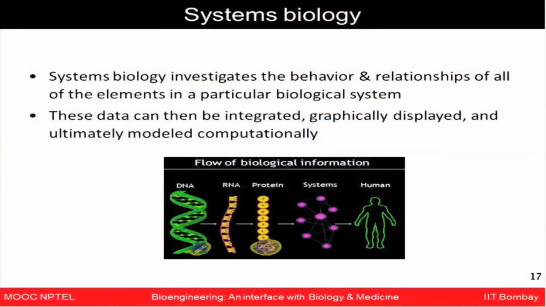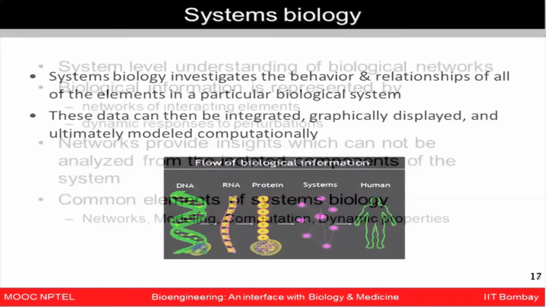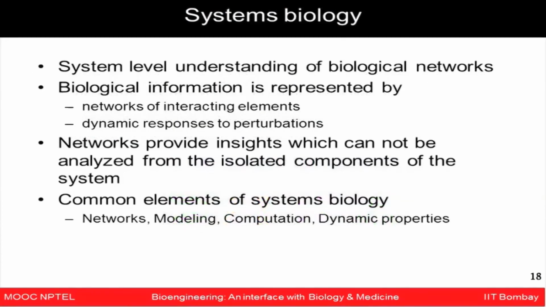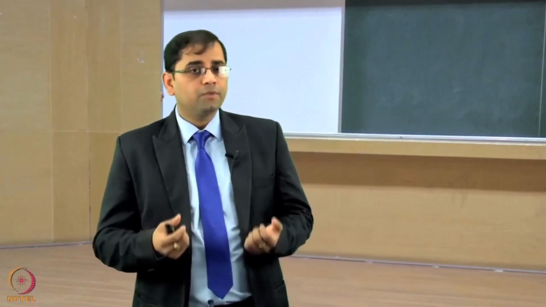So, systems biology is a field which investigates the behavior and relationship of all the elements of a particular biological system, and looks for integration of the data, which could then be computationally modeled, and finally displayed to enhance understanding of complex physiological systems. Systems biology aims to provide a systems level understanding of biological networks. The biological information you obtain could be represented in the form of networks of interacting proteins and other biomolecules, and how they are dynamic in response to various perturbations.